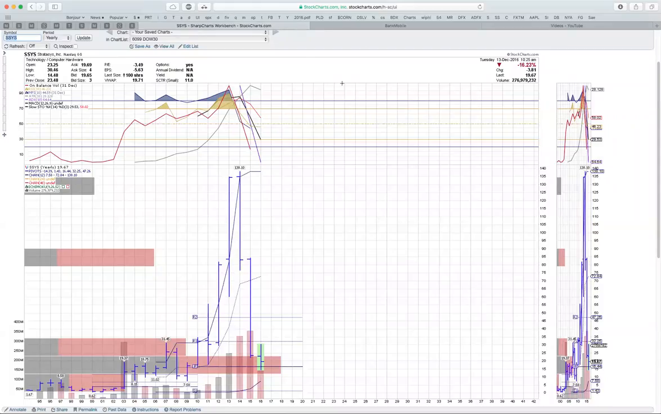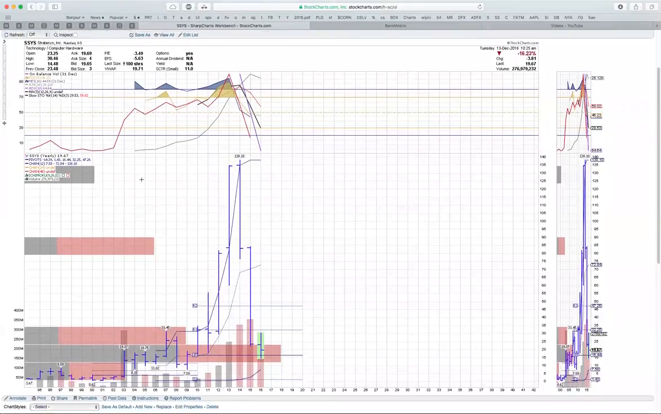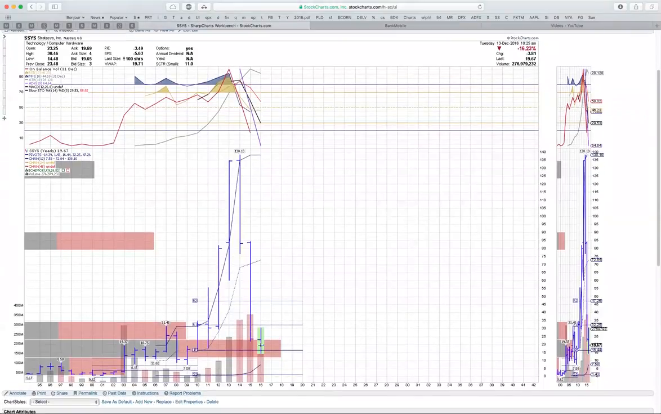Okay, I'm going to go over the Dow 30. These are going to be yearly charts. Okay, here's SSYS. I used this one when I posted it a couple weeks ago, that it landed on pivot down here, kind of lost its momentum.